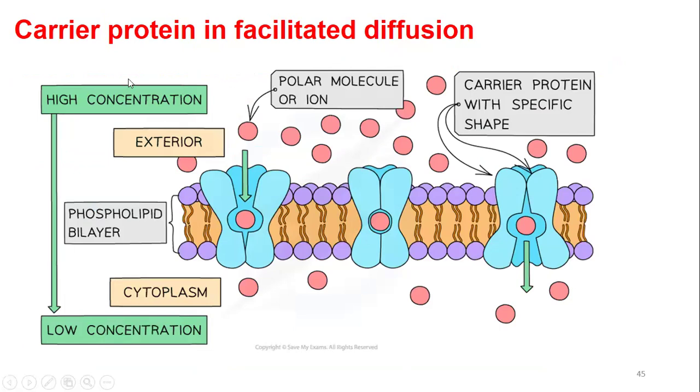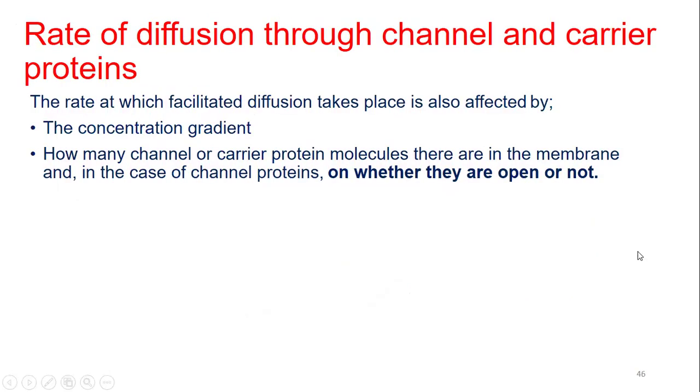This is still a carrier protein carrying out facilitated diffusion. You can see we have our polar molecule. It comes, attaches to the carrier protein, and then the carrier protein changes shape and pushes it into the cell. But what we are noting about this process is that the molecules are being carried from their region of high concentration through the cell surface membrane to the region of low concentration. So that is still facilitated diffusion.